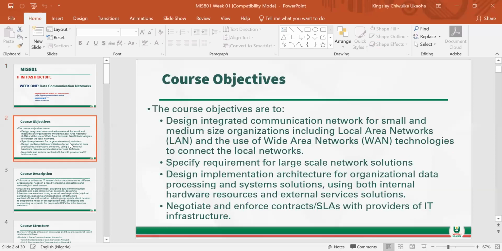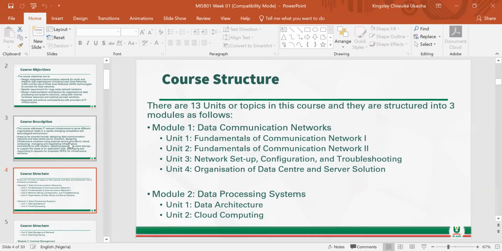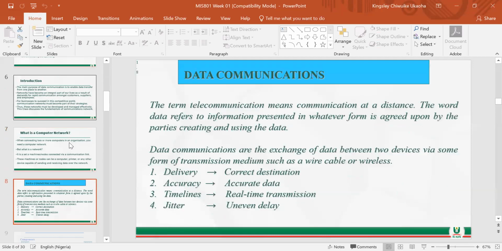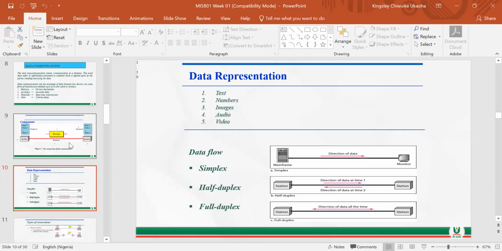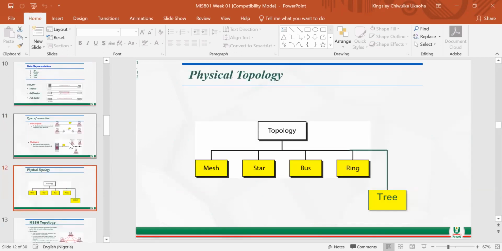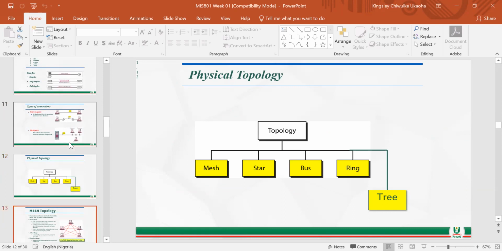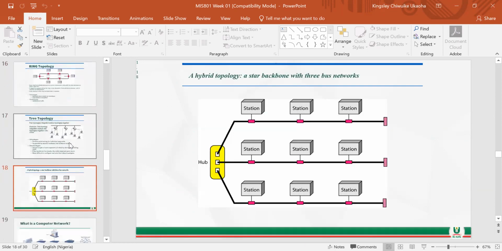So the last time we met, I think we were looking at the course structure, data communication network. We look at fundamentals of communication network. And so there were some parts, we defined a computer network, data communication, the components that normally take part in the communication itself. Then the different way we can represent data: text, numbers, images, audio, video. Then types of connection, point to point and multi-point. We also look at physical topology. That is how the network is arranged. Look at mesh, star, bus, ring, tree topology, and hybrid.